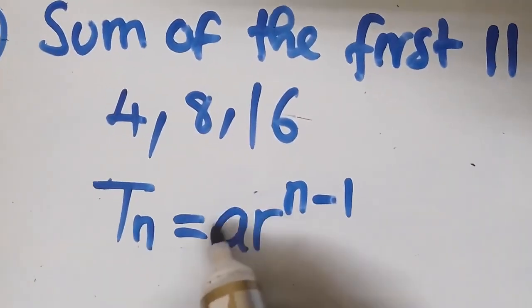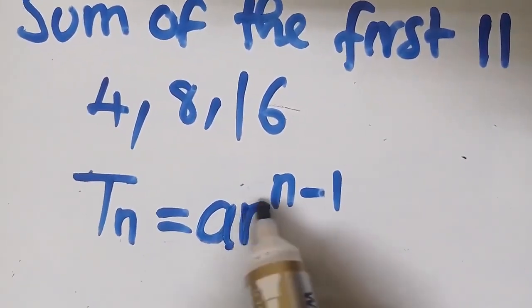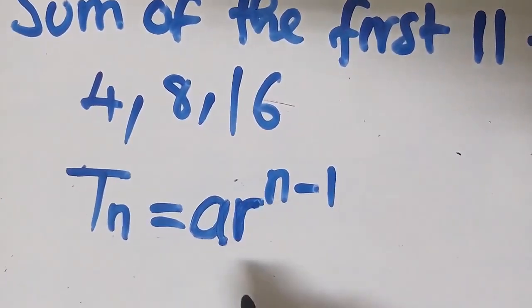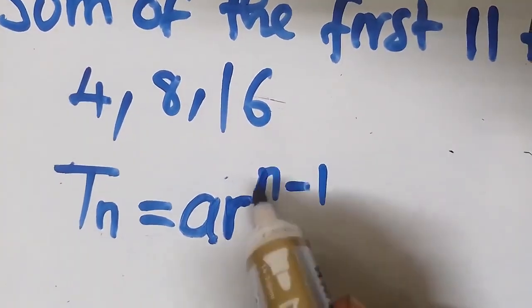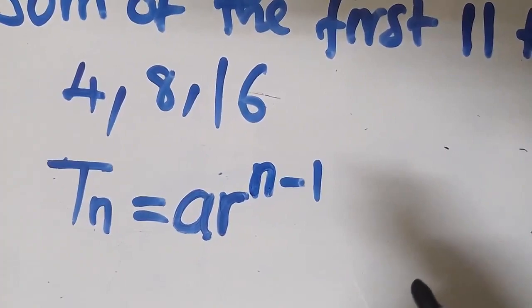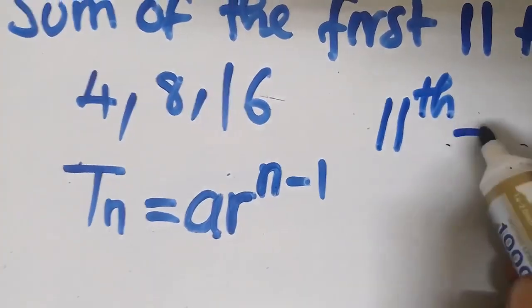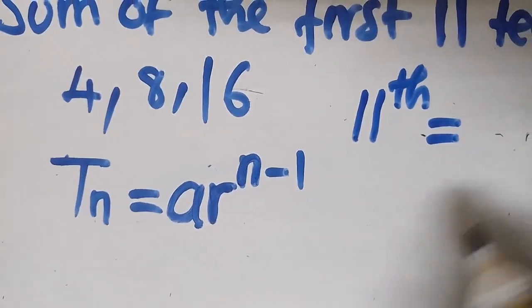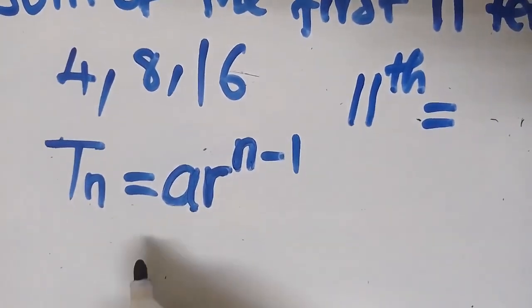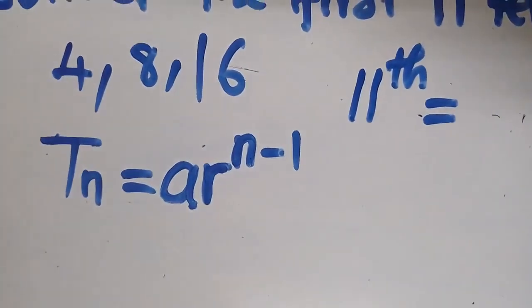Where A, do you know what A is? A is the first term. R here is the common ratio. Then the n here is the term that you want to find. So in this case, we are told to find the 11th term. We want to find the 11th term. 11th term is equal to what? We don't know. This is the formula that we use whenever we want to find such a term.